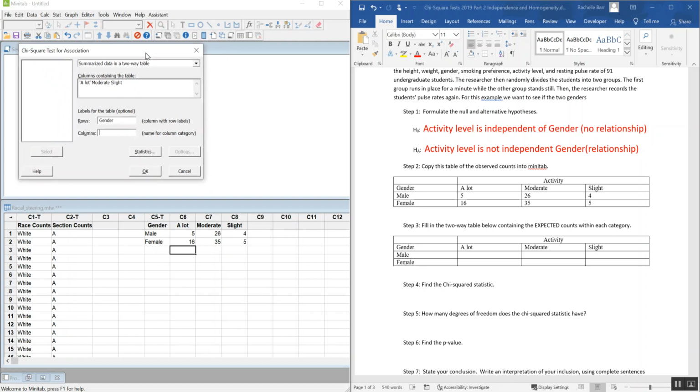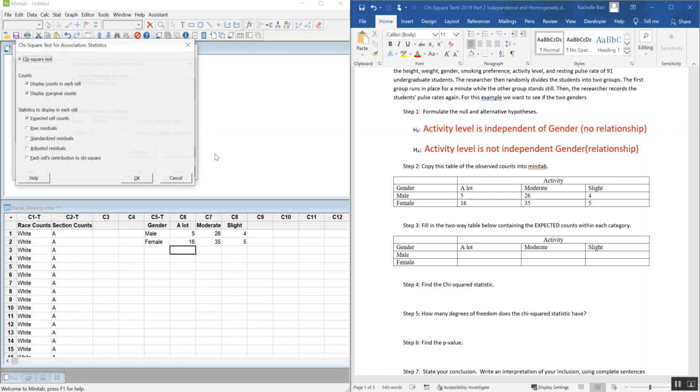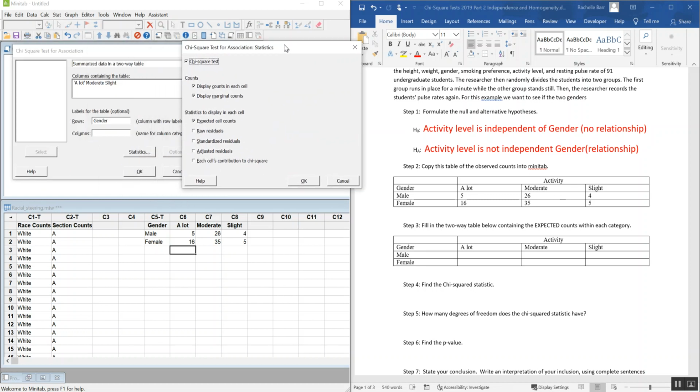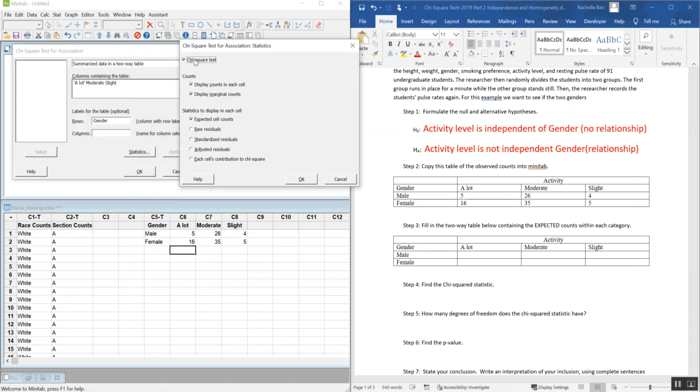All right. Next up, we're going to hit the statistics button. You want to check to make sure that this is actually going to do the chi-square test statistic. It's also going to do a bunch of marginal stuff. I don't really want the marginals, I just want the counts and the expected values. The other thing I'm going to ask for is each cell's contribution to chi-square. So that's going to tell me my contribution to chi. Remember, a big contribution to chi means there's a significant difference there.